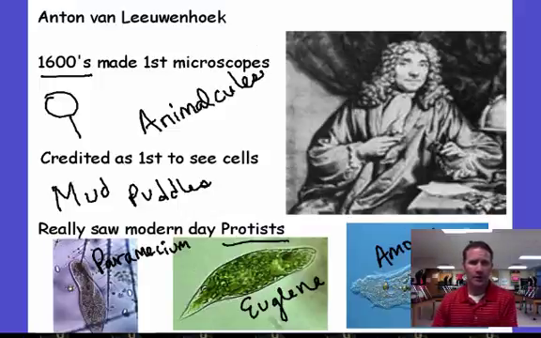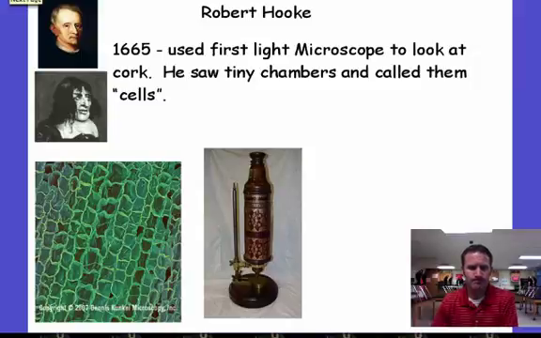So following Leeuwenhoek's research, other scientists were trying to extend his work. Robert Hooke is one that is credited with really furthering what we know about cells. This is Robert Hooke, about 1665, so 60 years later. Look at that, beautiful guy. Yikes! When you Google it, you get interesting pictures.